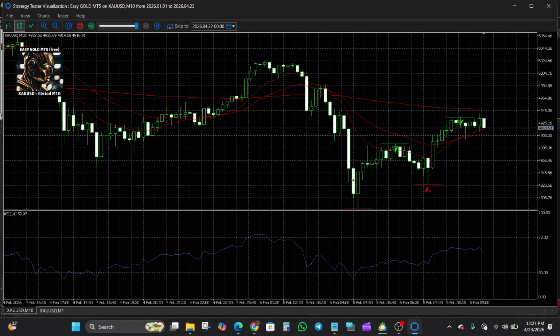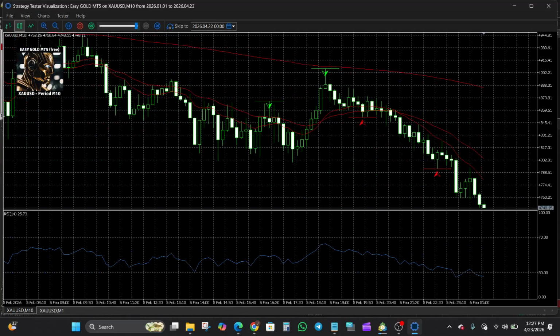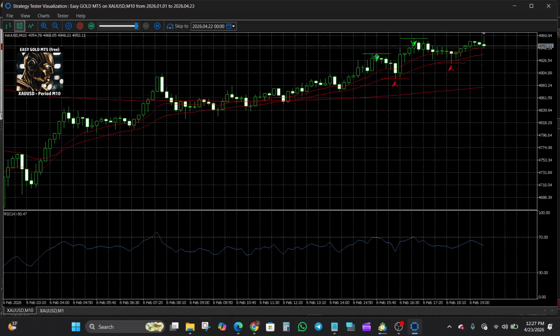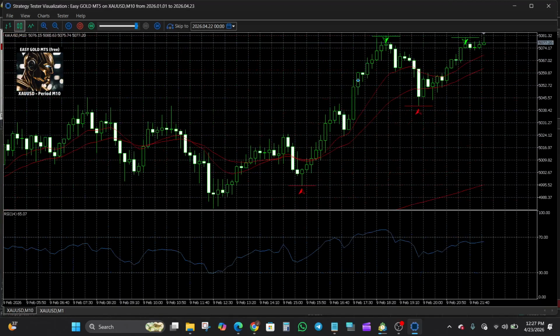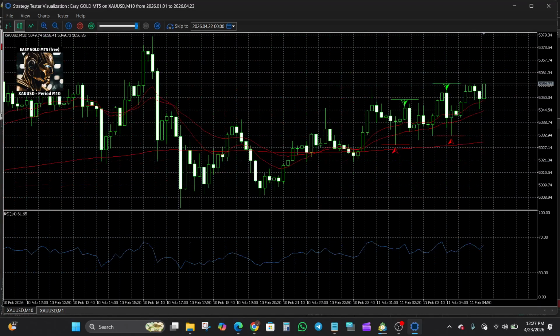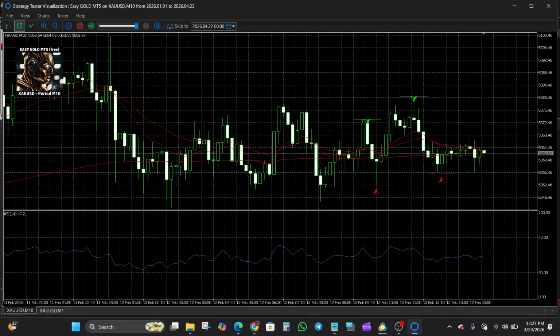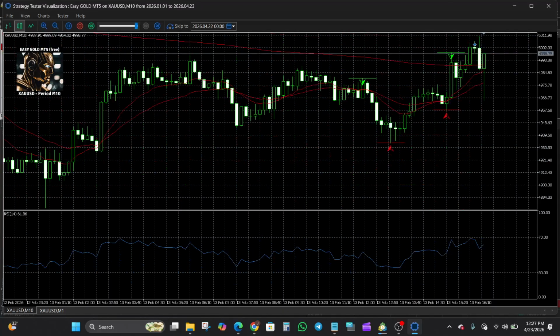Okay. So what we are seeing is a consistent pattern. The EA waits for specific conditions, it enters with controlled risk, and it aims for larger profits relative to losses. Over time, that's how it tries to build profitability.